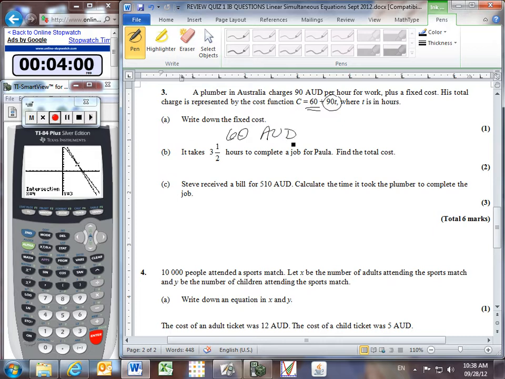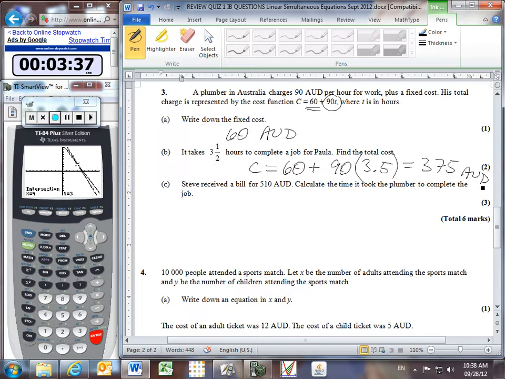Part B. Takes 3.5 hours to complete a job. So they've given you the value of t, so the cost is going to be 60, the fixed cost, plus $90 being charged for each of the 3.5 hours. And if you resolve this, you will get 375 Australian dollars. It's pretty good money for 3.5 hours work.